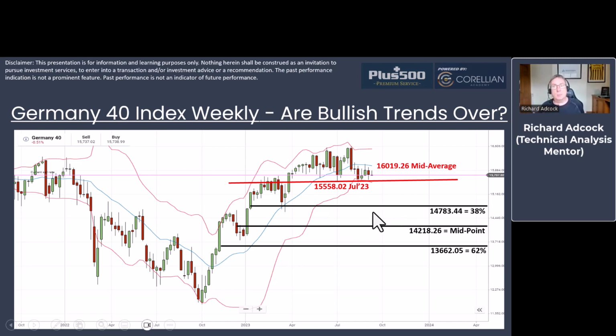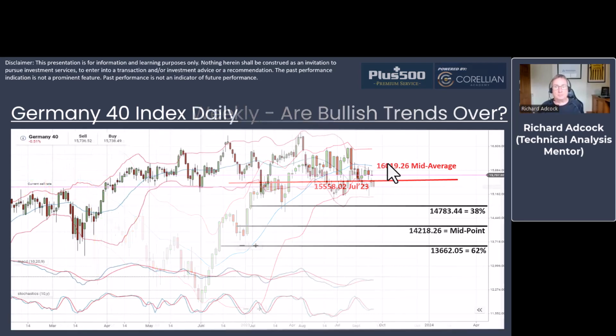If that starts to give way, then we could even look for the deeper midpoint, even the 62% level. But if we do start to see this July low giving way, then these would be the next focus from a longer-term weekly perspective as the important supports within extended declines while we're below that mid-average.